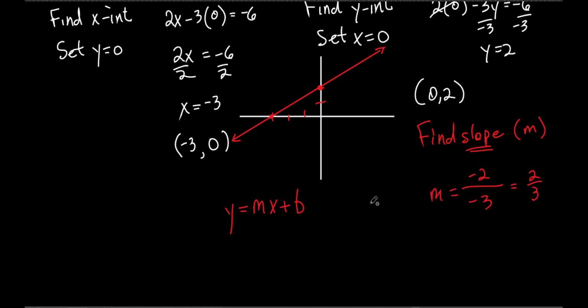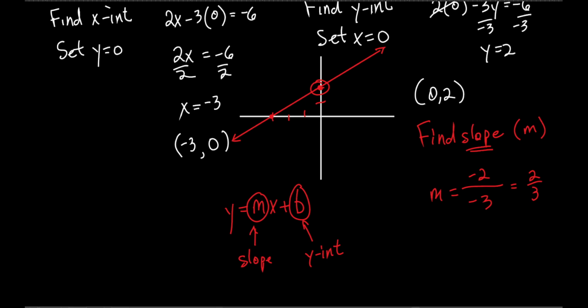So if we know a slope and the b, what in the world is the b? The b is the y-intercept. It's the y-intercept. So this one is the slope, and this one is the y-intercept.